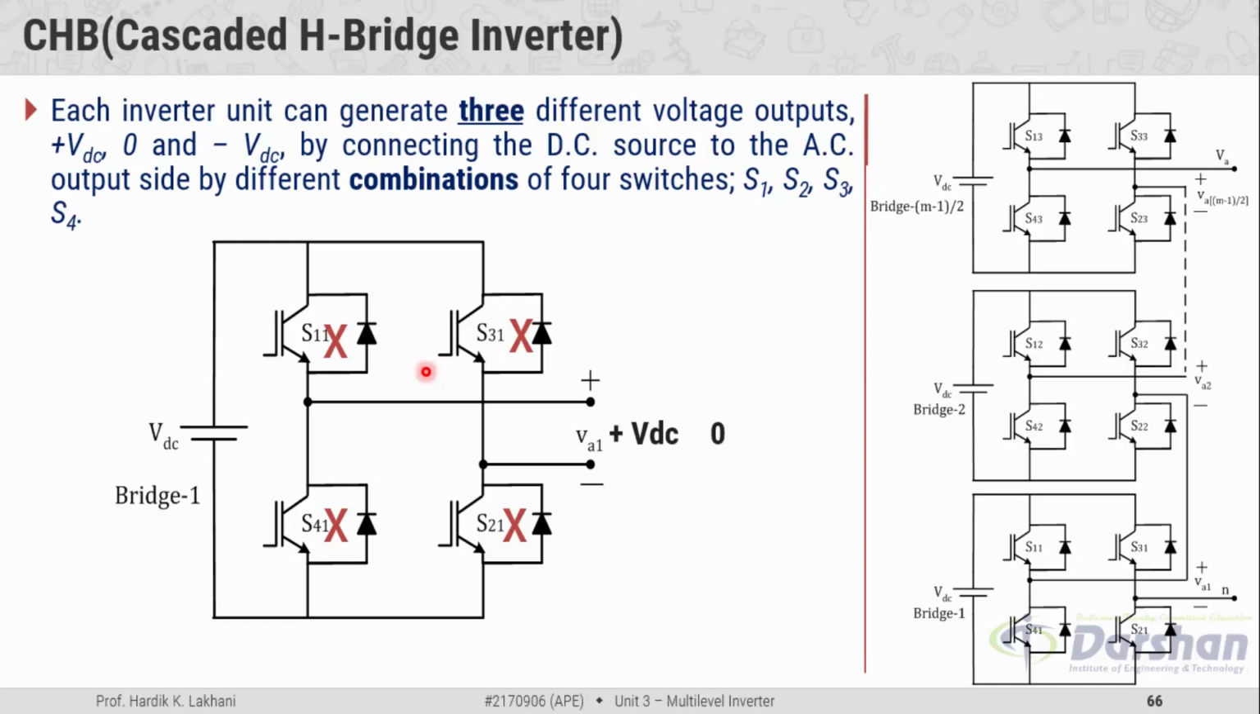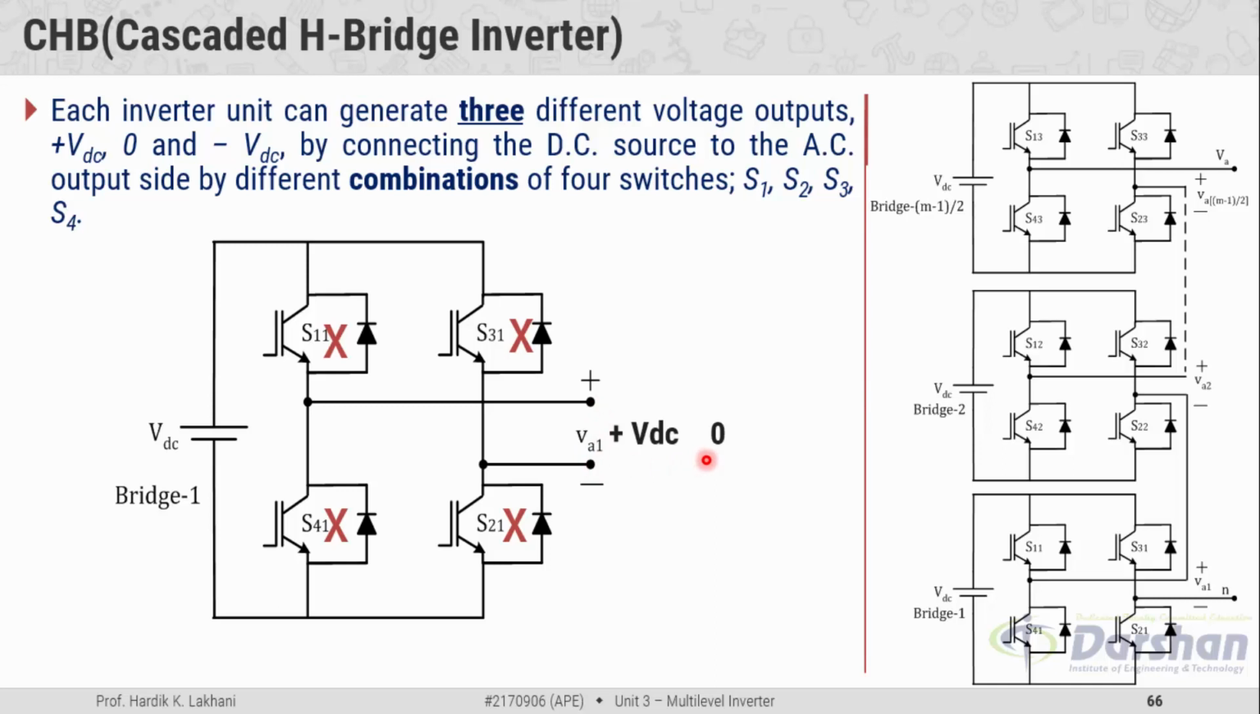The first option is turning on S11 and S31 simultaneously, or turning on S41 and S21 simultaneously. This means that if we trigger two switches of the same portion, either from the upper half or from the lower half, the magnitude across the output terminal is equal to 0.